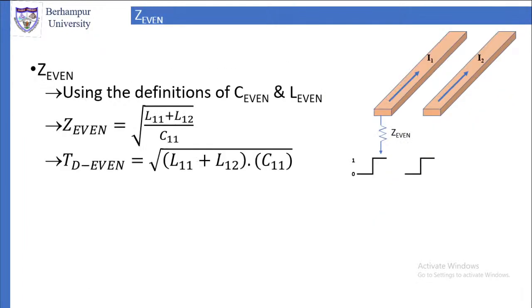Then Z even, using the definition of C even and L even, is equal to root over of L even by C even. L even we have found out: L11 plus L12. C even is C11 plus C12. C12 is 0. Therefore, Z even is root over of L11 plus L12 by C11. TD even, similarly, is root over of L even into C even.